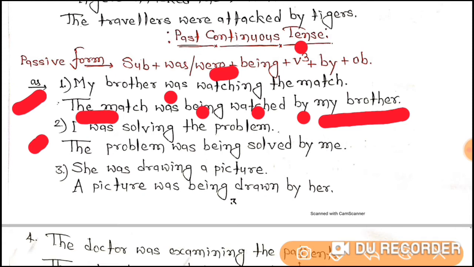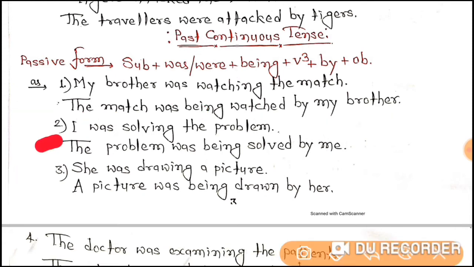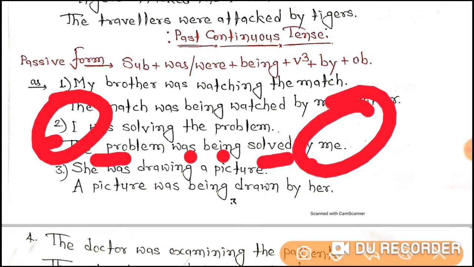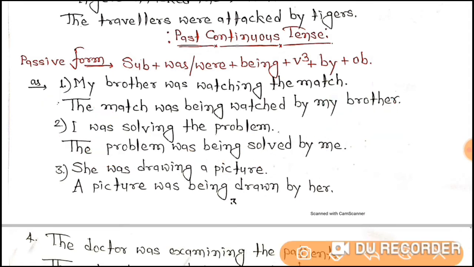Now the second example is what? The second example is "I was solving the problem". Solving what? The problem. So I have put the problem, and then was, and being, with V3 solved, by, and "I" has again become what? Me. So now your sentence is "the problem was being solved by me".